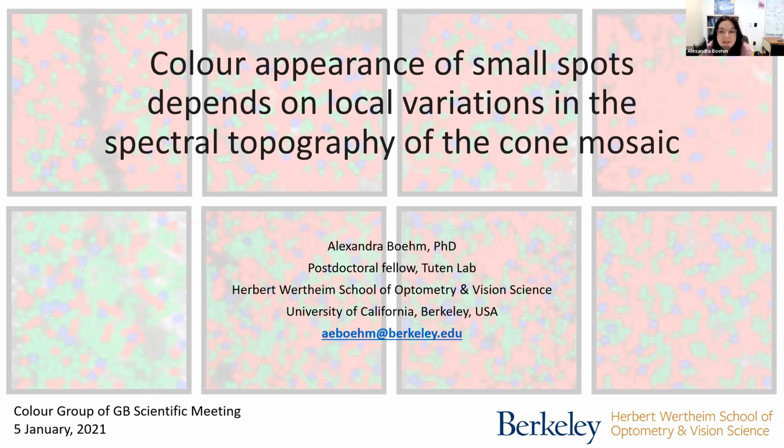Today I'm going to be talking about the dependency of color appearance for small spots on the spectral topography of the cone mosaic. And so when I say the spectral topography, what I'm referring to is this organization here of the three types of cone in the human retina.